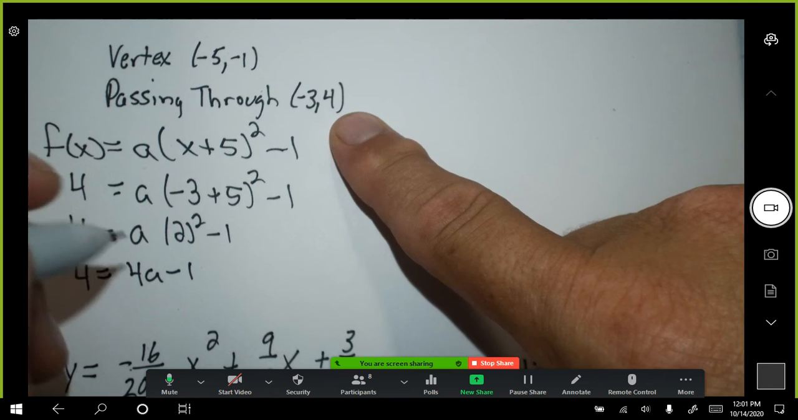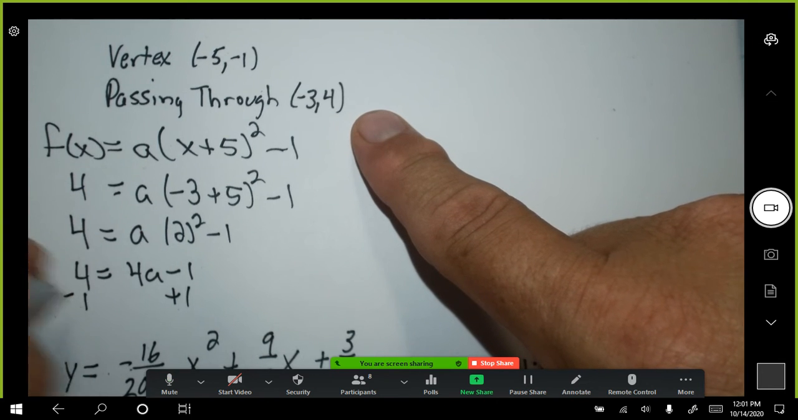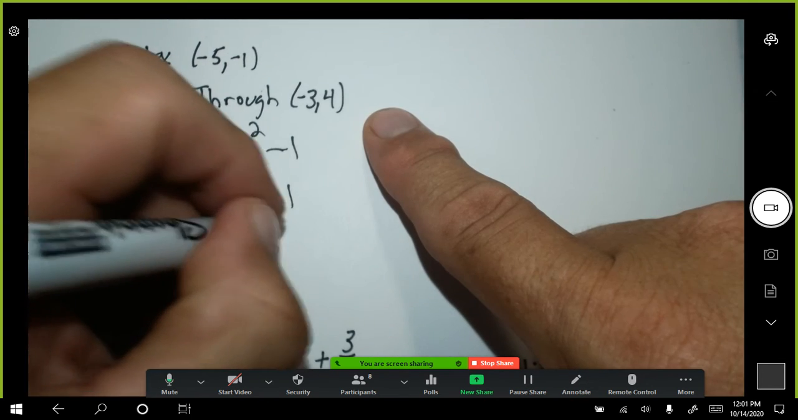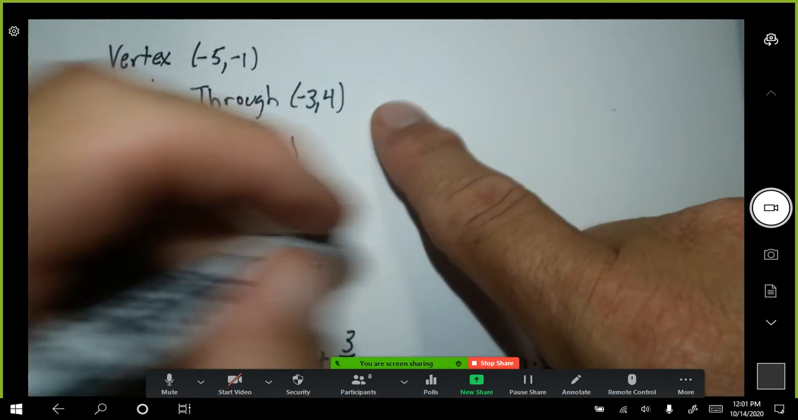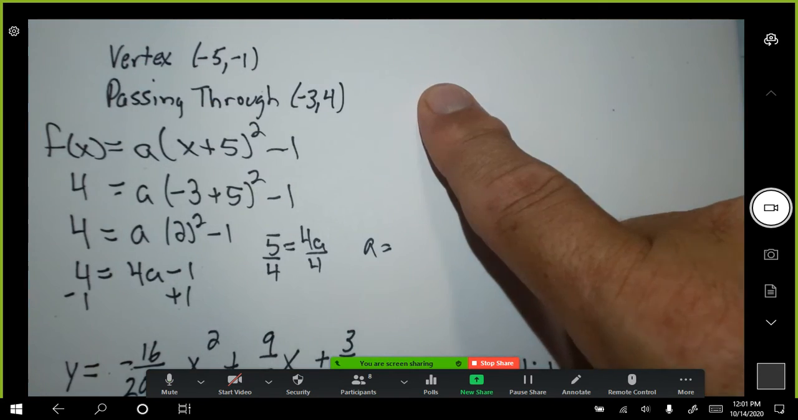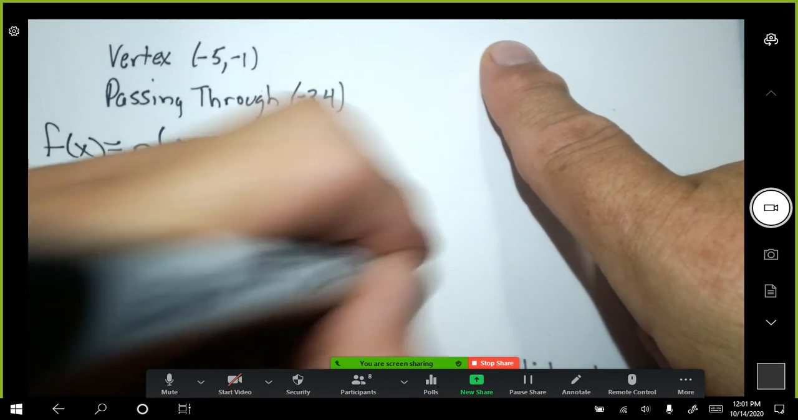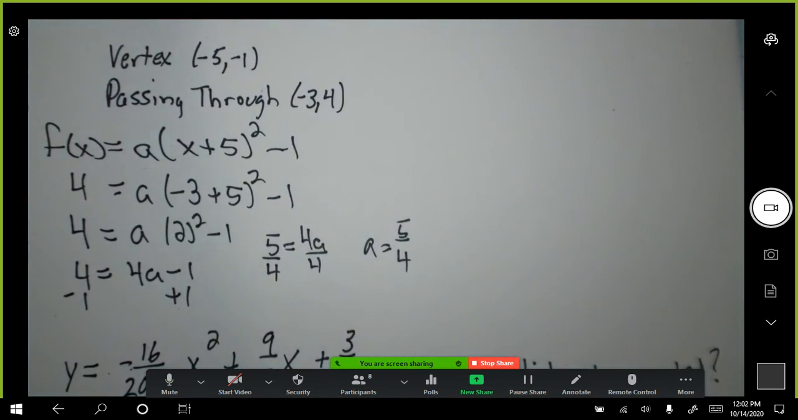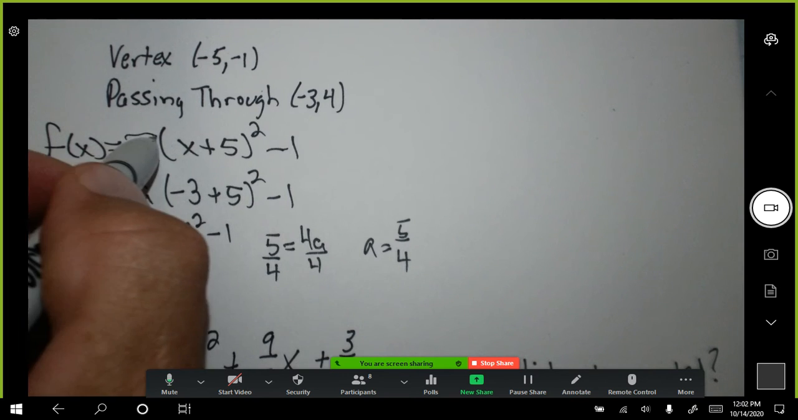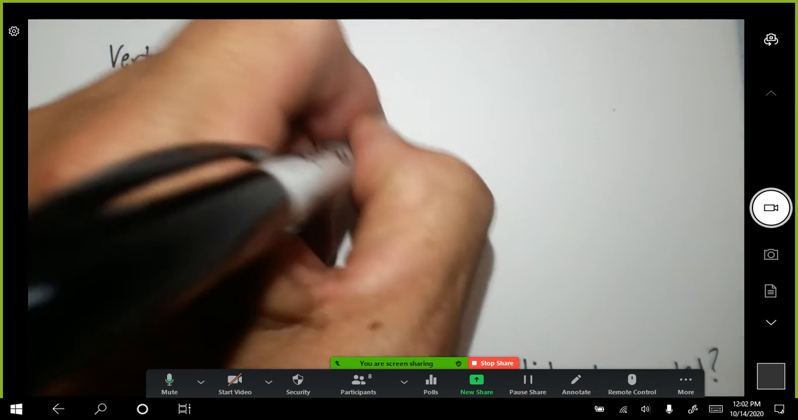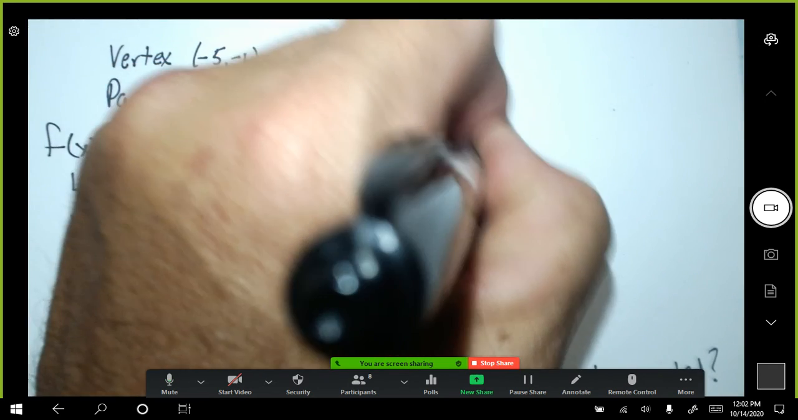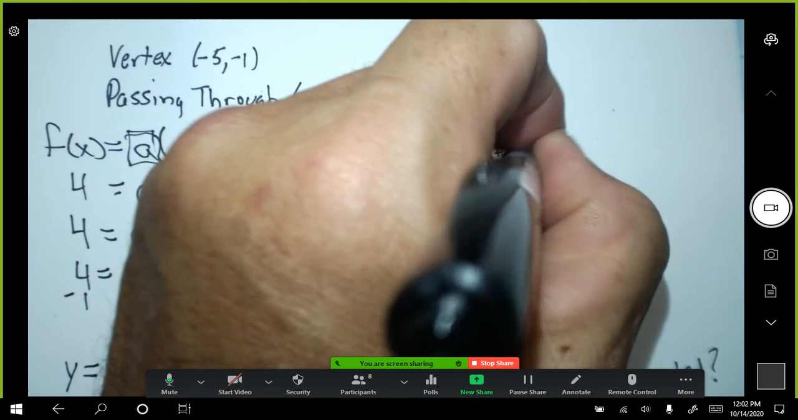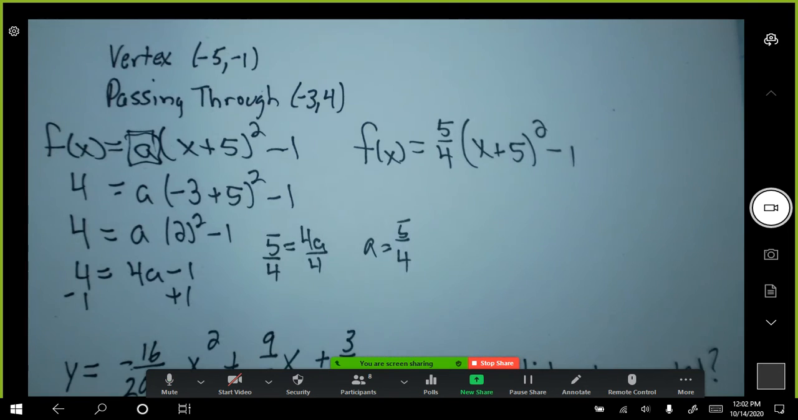So I add 1, and I get 5 equals 4a. Divide by 4, and a equals 5/4. So now I have my a value that I can fill in right here. So my final f of x equals 5/4 times (x plus 5) squared minus 1. All right.